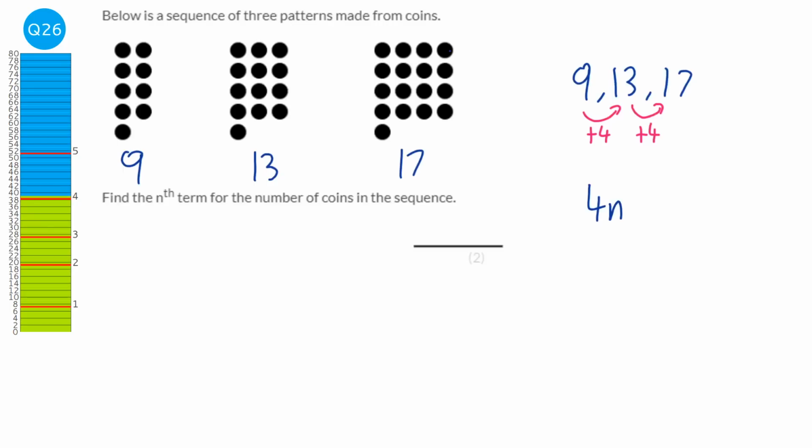And then what we do is we go backwards 1 to find the 0th term. So we're going to take away 1. So 9 take away 4 is 5. So the 0th term is 5, and the 0th term just tells us what to add on to the 4n. So 4n plus 5 will be our answer.